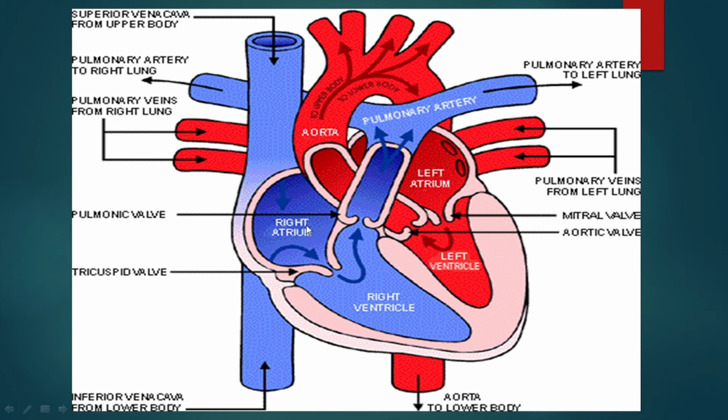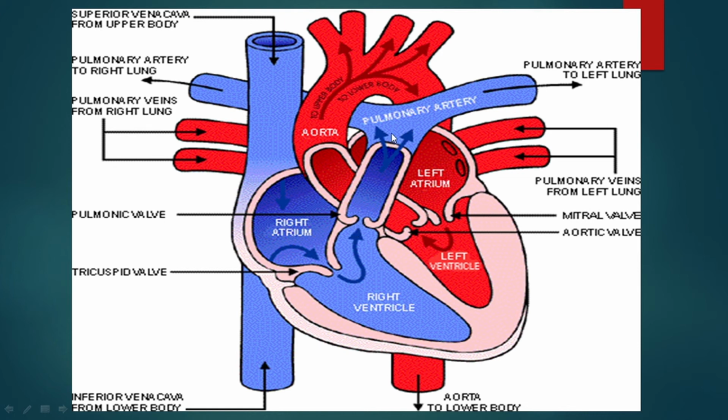Then the right atrium forces the blood to pass to the right ventricle, and here there is a valve which separates the right atrium and right ventricle, and the function of the valve is the prevention of backflow of blood. So the right atrium forces the deoxygenated blood through the tricuspid valve to the right ventricle. From the right ventricle, the deoxygenated blood enters the pulmonary artery through the pulmonary valve.